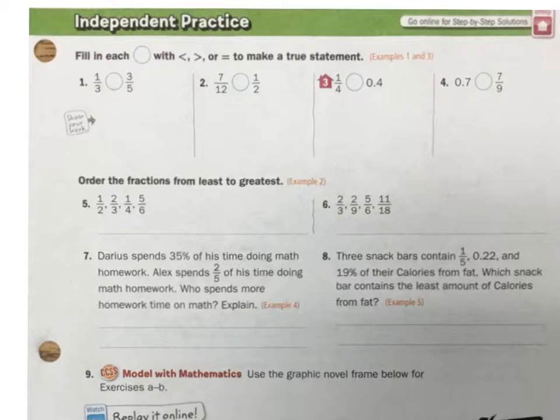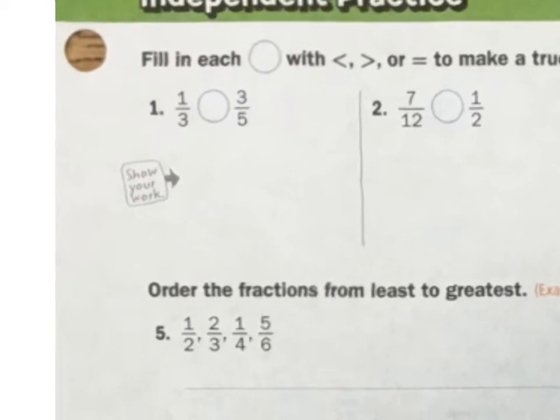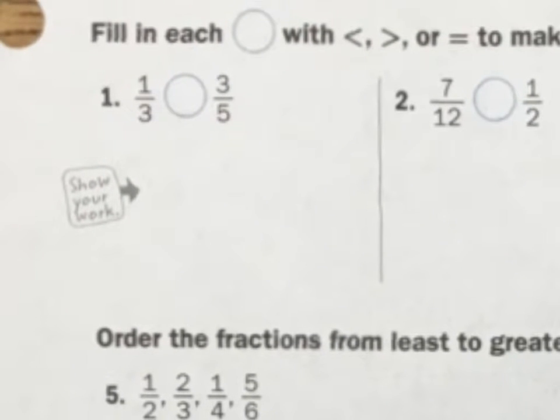All right, this is the independent practice for 2.5, and we're comparing, ordering, seeing how fractions, decimals, percents, how they all kind of go together. Okay, let's look at number 1. I'm going to make it nice and big. There we go. I want to be able to see it. We're either going to put a less than, greater than, or equal to sign.